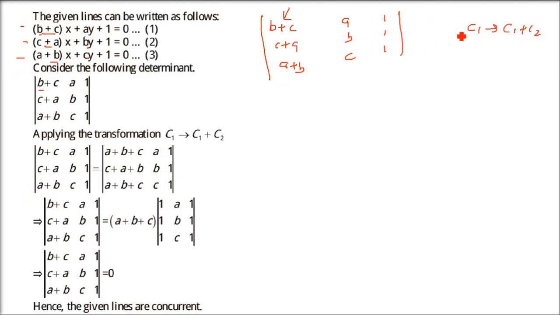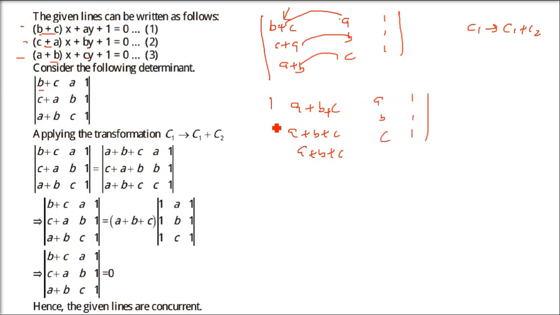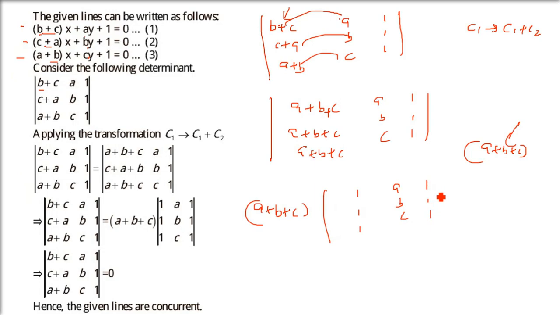Column 1 changes to column 1 plus column 2. So we are adding these columns and putting it in column 1. So a plus b plus c, a plus b plus c here also, and a plus b plus c here also. You have a, b, c, 1, 1, 1. Now you can see that the first column has a common value, a plus b plus c, which you can take common. You get 1, 1, 1, a, b, c and 1, 1, 1.